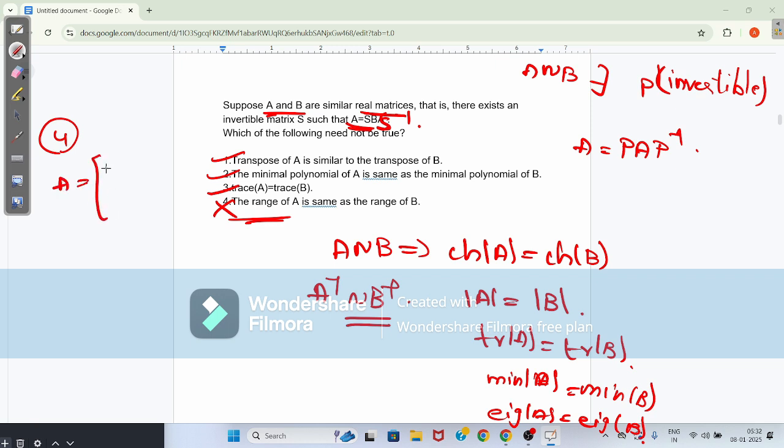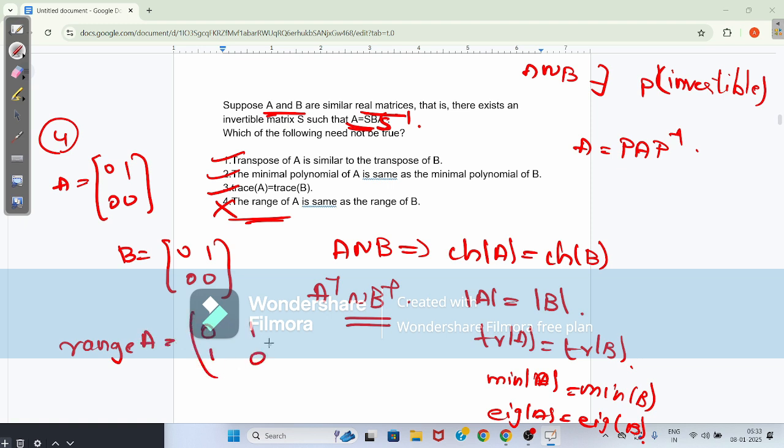A is equals to 0 1 0 0, B is equals to 0 1 0 0. Here A transpose is equals to B transpose. Minimal polynomial of A is equals to minimal polynomial of B. Trace of A is equals to trace of B here. So what is the range of A? Here 0 comma 1 and 1 comma 0, these are the range of A here. So this is the range space, which is not equal.